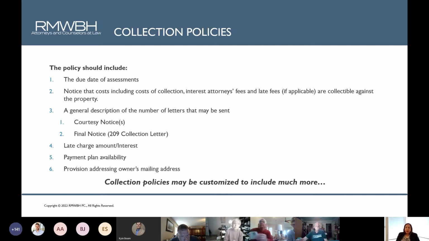A general description of the number of letters that may be sent. The way that we typically draft our collection policies, and it's again in conjunction with the board and what the board thinks is appropriate for their particular community, is 1 or 2 courtesy notices that are sent typically after the assessment becomes due or delinquent, starting February 1st. And then obviously the final notice, which is what we're going to refer to as the 209 collection letter. And that's what, again, this presentation today is about.